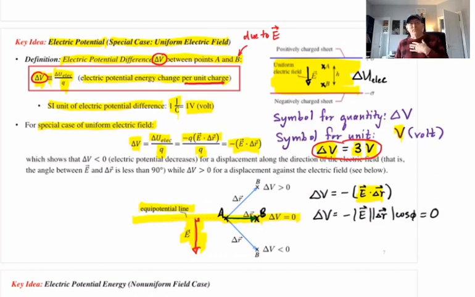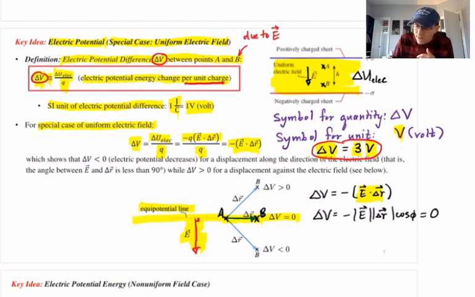Okay? If you're on an equipotential line or surface, then any 2 points on that surface have the same potential, so no potential difference, and the electric field crosses through that surface or line at a right angle.